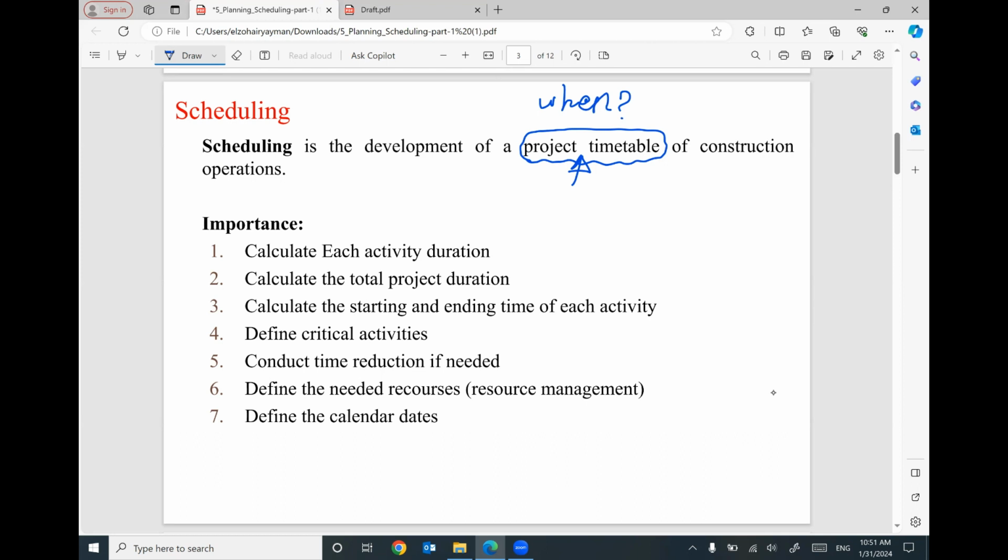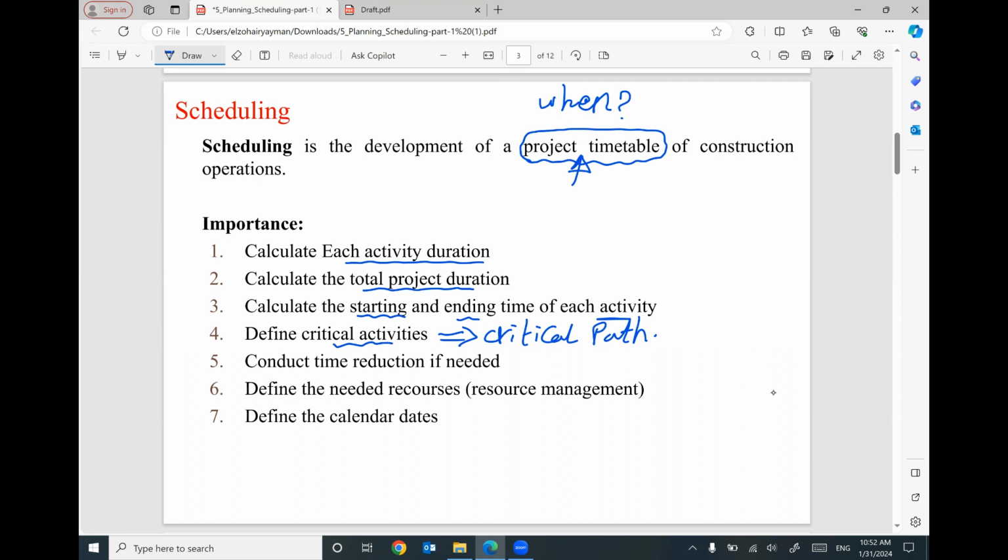So the importance of scheduling for any project: we can figure out each activity's duration. We can figure out the total project duration. We can figure out the starting and the ending time of each activity. And we can define something called critical activities, and then we can define the critical path. We will talk about this in more detail in the next video. We can conduct a time reduction if needed.